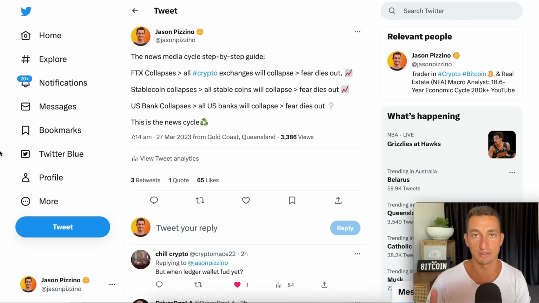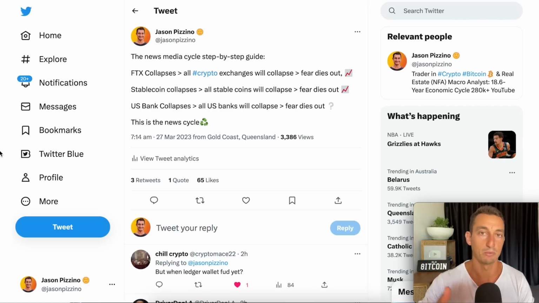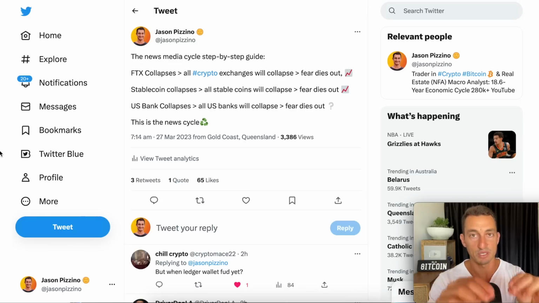You've got decentralized stablecoins and centralized stablecoins. Eventually, that fear dies out. The market moves on and comes up with a new cycle narrative. And that, so far, has been the US banks. The US banks have collapsed, then they go after every single other bank.